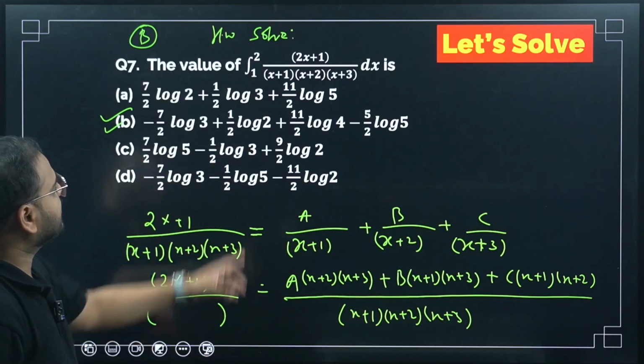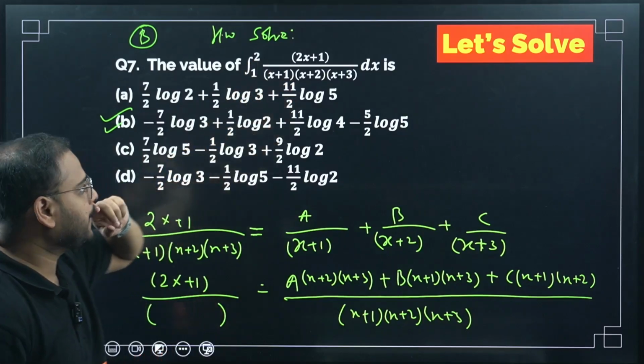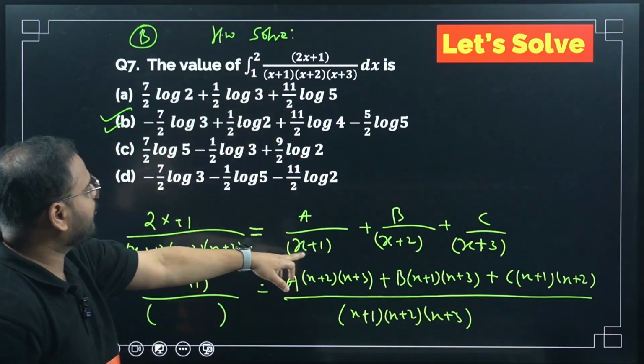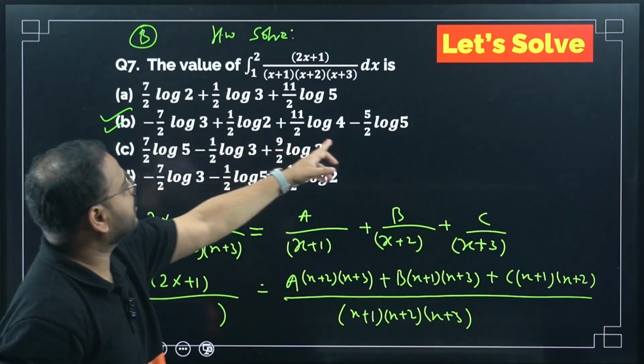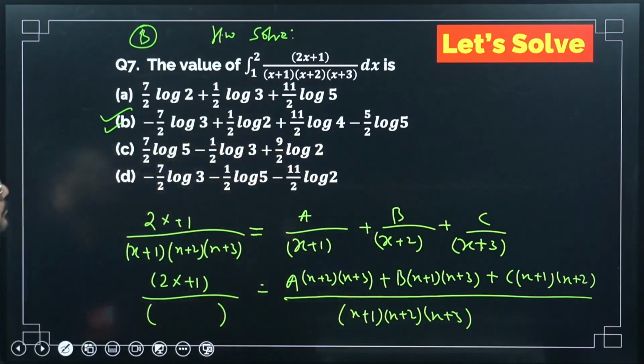Now there is a limit 1 to 2. So at the last you can put the limits. What are you going to get? 2 plus 1 is 3, minus 1 is 2. So like that you will get. Log 2 is there, log 4 is there. So the answer would be B. Please have a look. Alright. Moving on.